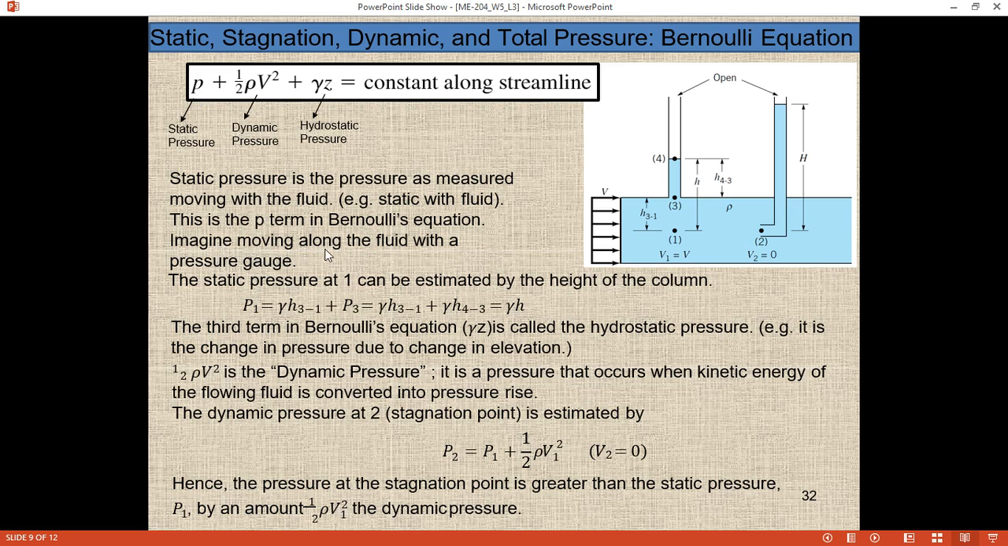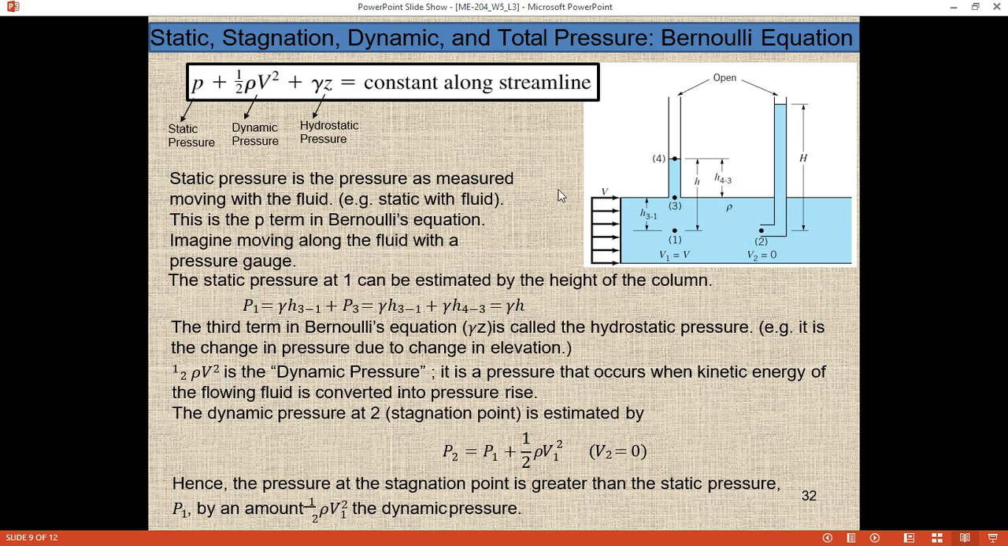Imagine moving along the fluid with a pressure gauge. So how can we calculate the static pressure? To measure the static pressure, normally we use a U-tube manometer or the piezometer.